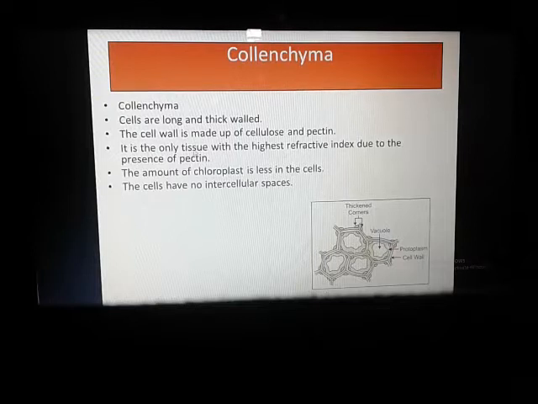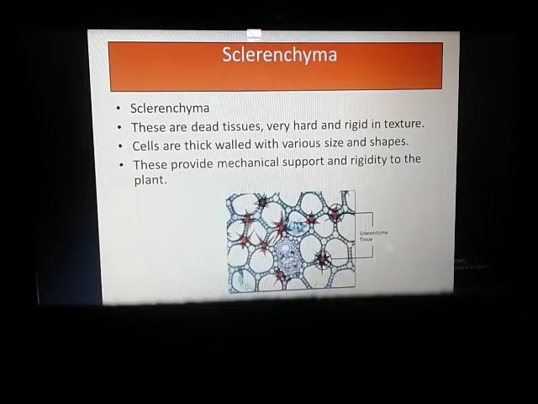It is the only tissue with the highest refractive index. In physics you have this, refractive index RI. Due to the presence of pectin, the amount of chloroplast is less in the cells, and the cells have no intercellular space. So here there are no spaces. So cells are long, thick walled and made up of cellulose, and it has a higher refractive index due to the presence of pectin, and the amount of chloroplast is less in these cells, and there are no intercellular spaces.